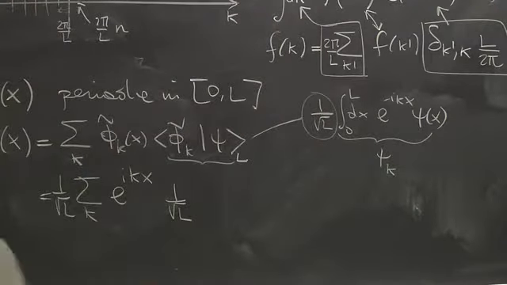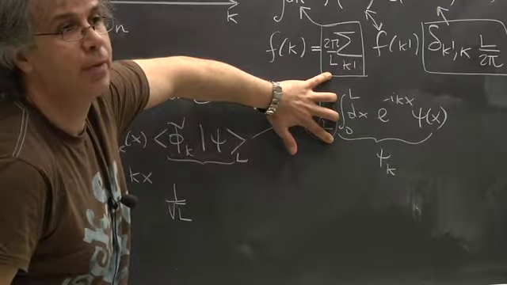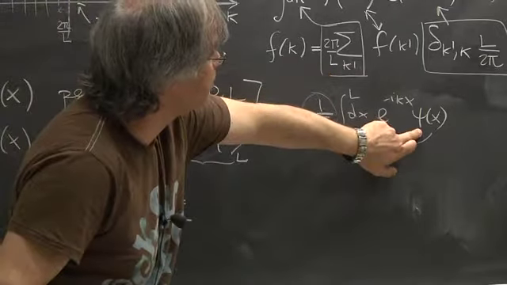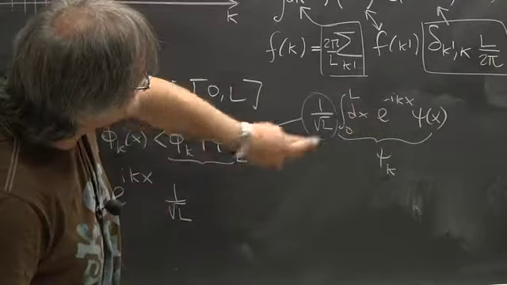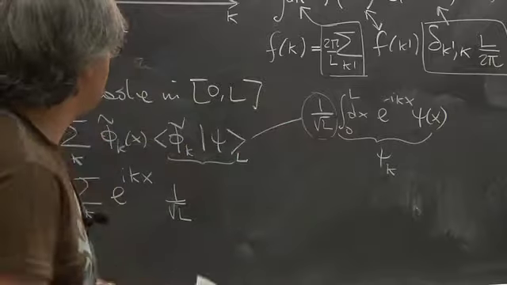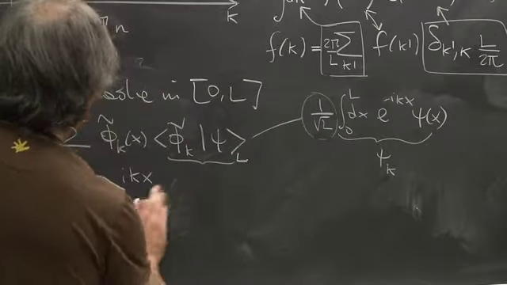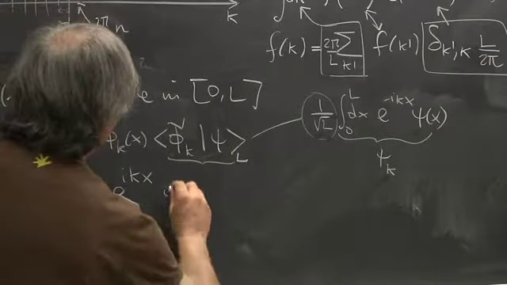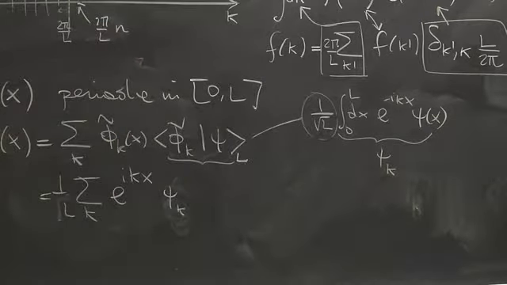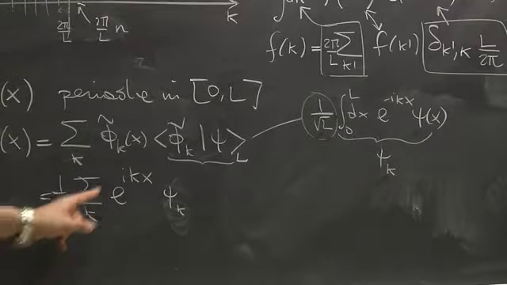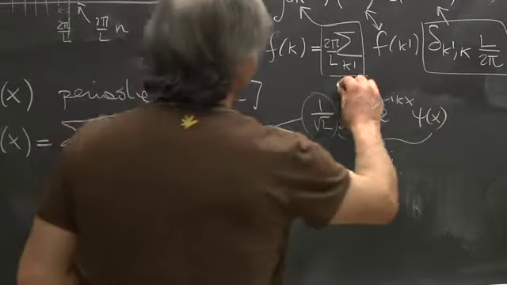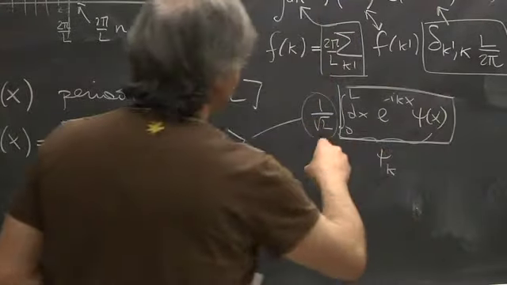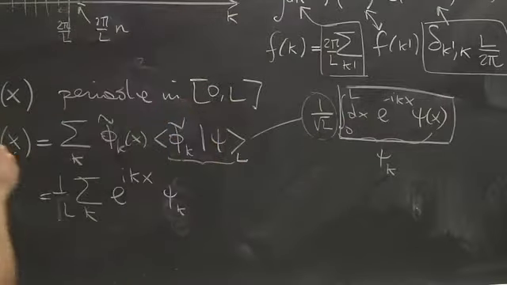Okay? This is the Fourier coefficient of the function psi of X with wave vector K. I take out the 1 over square root of L, so this is just 1 over L psi of K. You should do this little gymnastic of the 1 over square root of L and extract it from there as well. So psi of K is defined to be this rather than this.